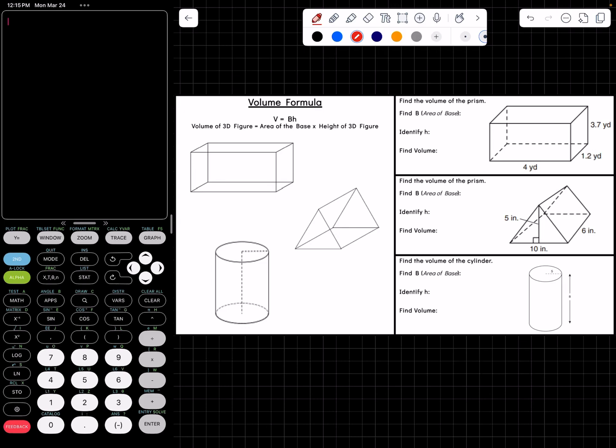When looking at three-dimensional figures and dealing with volume as opposed to area, the big thing is we're going to start with an area and then multiply it by the height of the three-dimensional figure. So identifying what our base is and then what our height is going to be the most important thing. That way we can do all the little steps necessary to be able to solve.